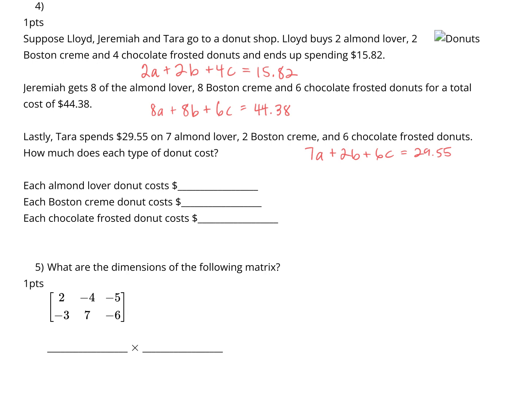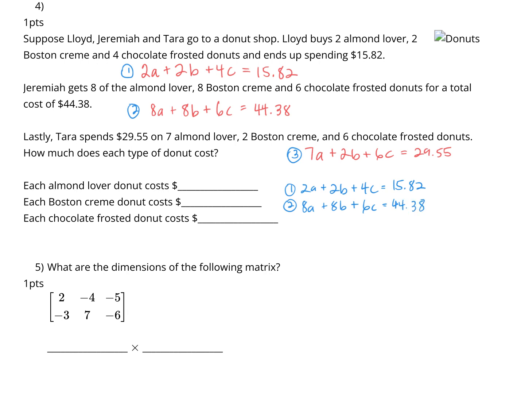So here we have three equations. This is equation 1, this is equation 2, and this is equation 3. If you're not going to use matrix algebra and instead you're going to do the elimination method, you're going to have to do it 3 times. So I would use equations 1 and 2 first. Okay, so I'm going to write those down. So 2a plus 2b plus 4c is equal to 1582. And then 8a plus 8b plus 6c equals 4438.